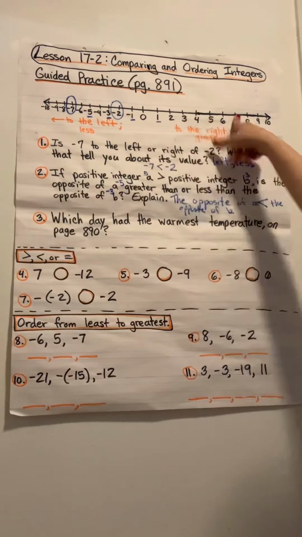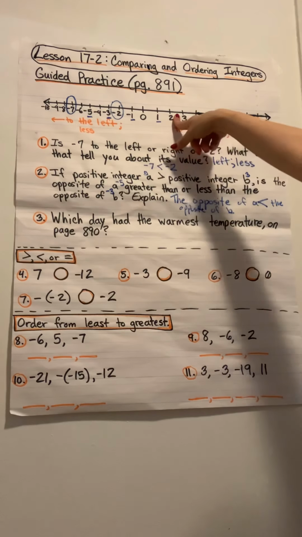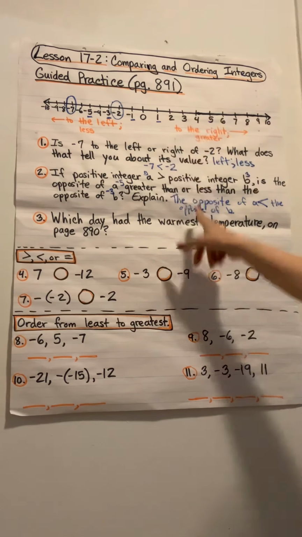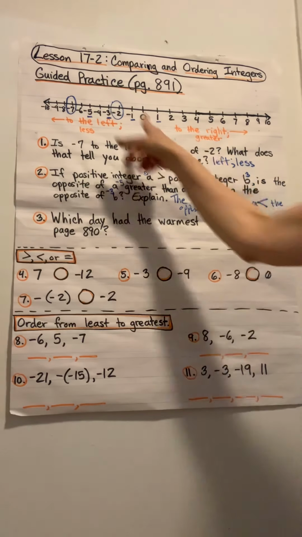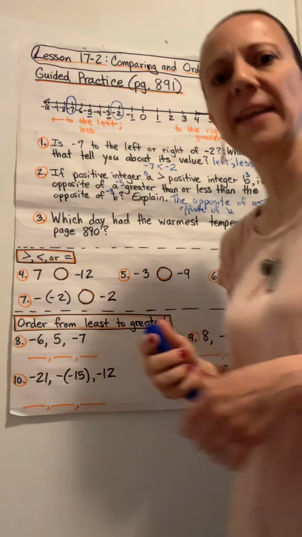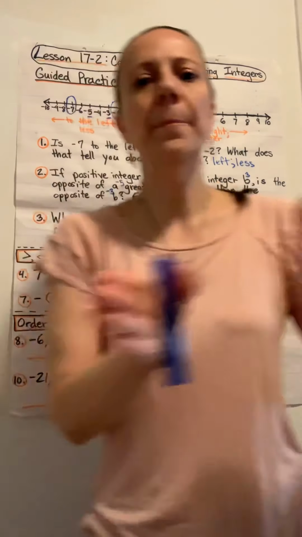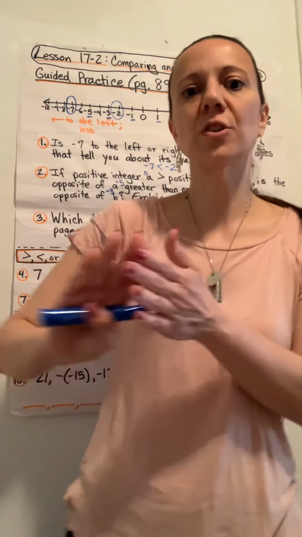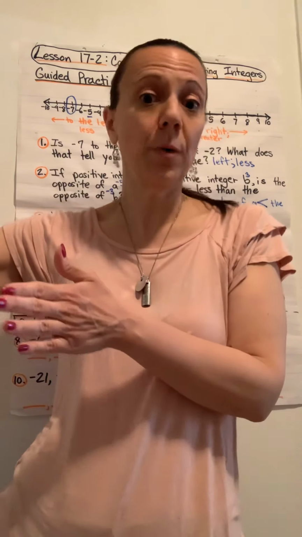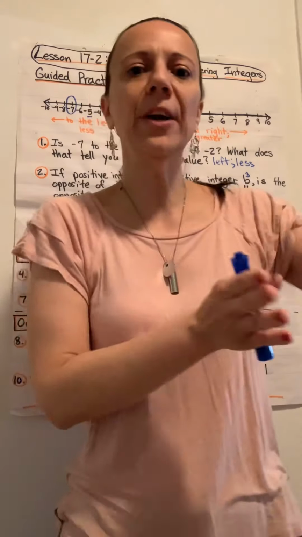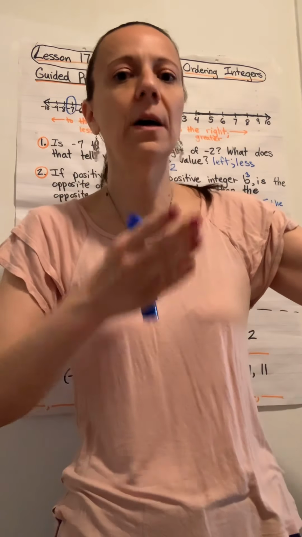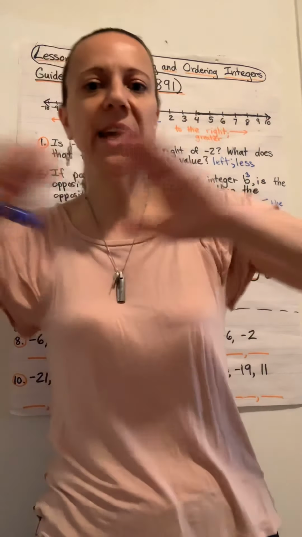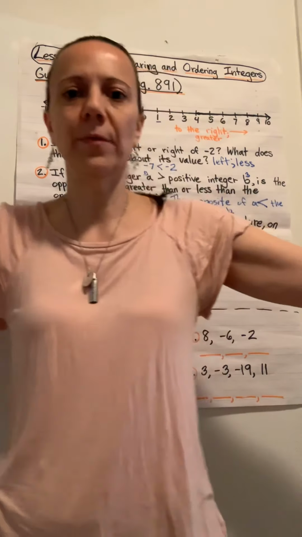If I have a positive number that is bigger than another positive number, its opposite is going to be less than the opposite. I guess that makes sense, because the bigger my number gets on the positive side, that means it's going to be far, far, far away from 0 on the negative side, but that's going to make that part smaller. So the bigger it is on the positive side, the smaller it is on the negative side, because both of them are so far away from 0.